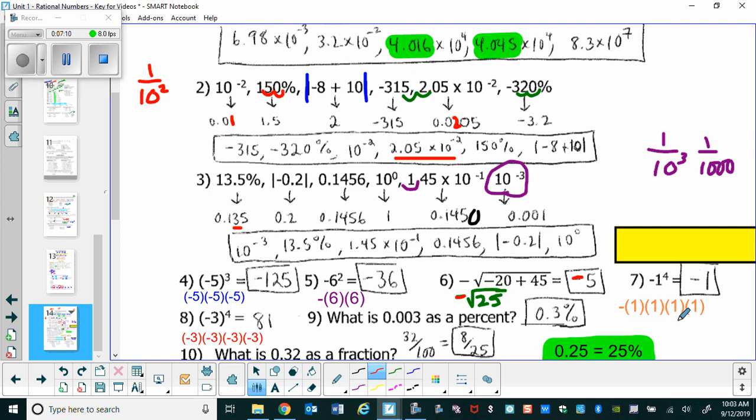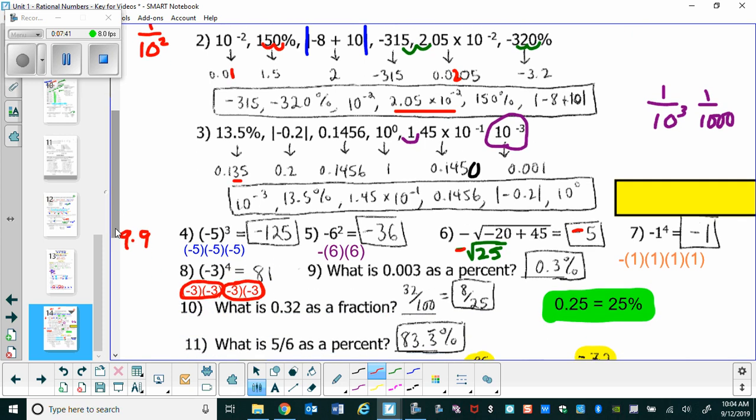All right, and for number 7, to help you see it, I have it in orange. Again, it's just the number 1 times itself 4 times, and then the negative out front means that your answer is going to be negative overall. Moving on to number 8, we've got a -3 times itself 4 times. And y'all, that negative times negative, that's going to be 9. And now this negative times negative is 9. And you guys know 9 squared, 9 times 9 is 81.